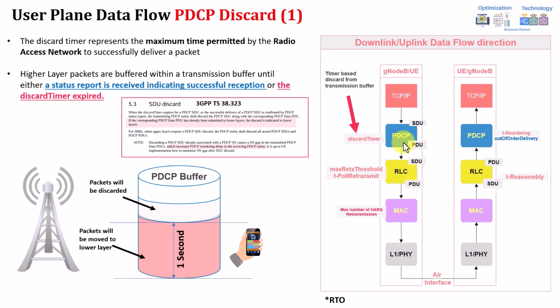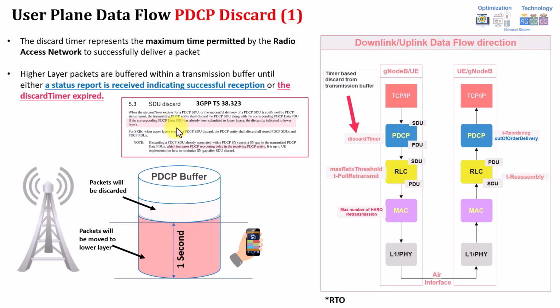So the PDCP will not move it out of the buffer unless the packet is transmitted from PDCP to the lower layer and acknowledged by the lower layer. So assume the timer is one second, and until 1 second, this packet is still there. This packet will be discarded after 1 second if it's not acknowledged by the lower layer.